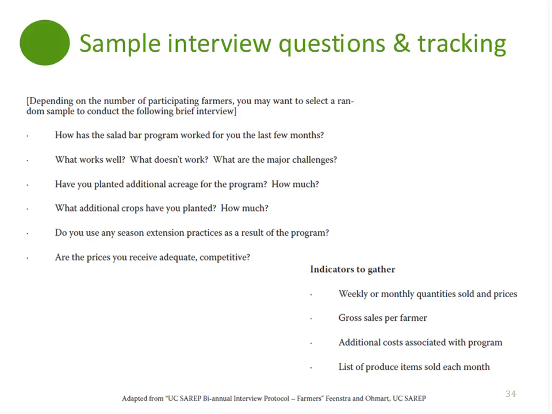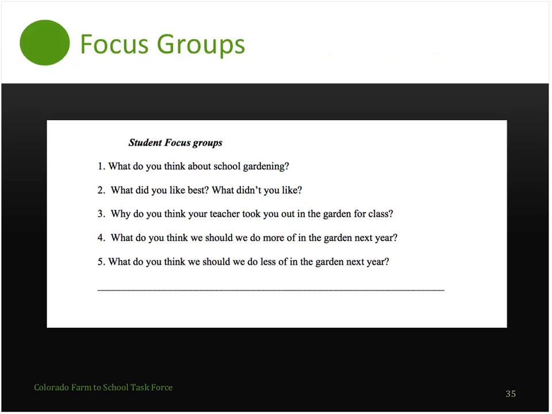Indicators to gather are the prompts to the interviewer to ask for data from the producer that is likely tracked in his or her records already. Here is a student focus group protocol. As you can see, you do not need to ask a lot of questions in a focus group. One question will generate a lot of discussion, so you never go into a focus group session with pages and pages of questions.